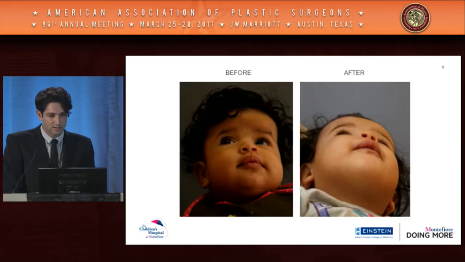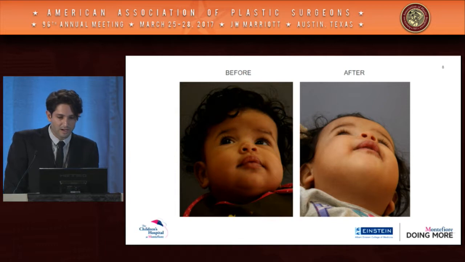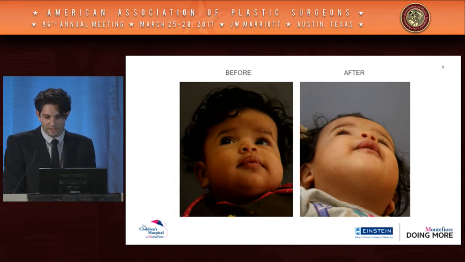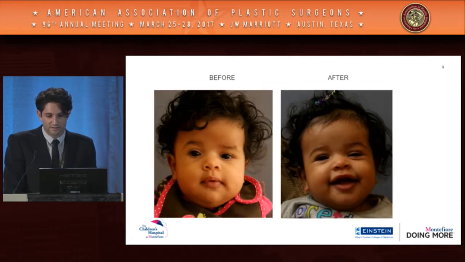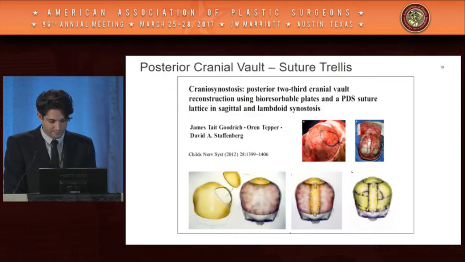grafts. You can see here an example of a patient with unilateral coronal synostosis who underwent an anterior cranial vault remodeling procedure with frontoorbital advancement with a somewhat worm's eye view in the after picture showing a correction of that lateral bulge. And here in a frontal view also demonstrating an improved appearance and calvarium.